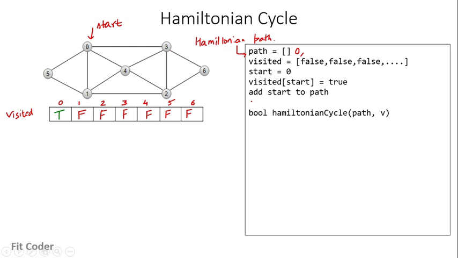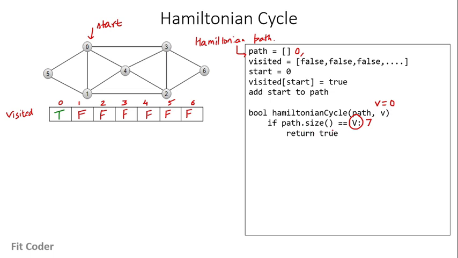Then we have this function Hamiltonian cycle. It returns a bool, so it will return true or false depending on whether we have a Hamiltonian cycle in this graph or not. And this function accepts two parameters, the path array and the vertex. Initially v is equal to 0, we pass it the start vertex. Then in this function, the first step is we check whether the size of the path array is equal to capital V. This capital V is the total number of vertices, which is equal to 7 here. So if path contains all the vertices, then we can return true from this function.